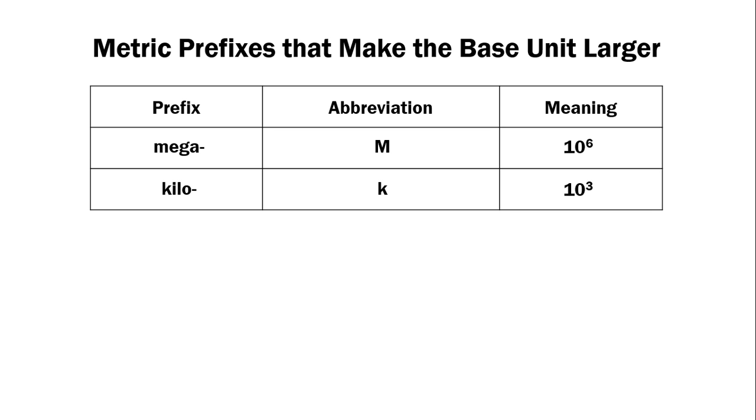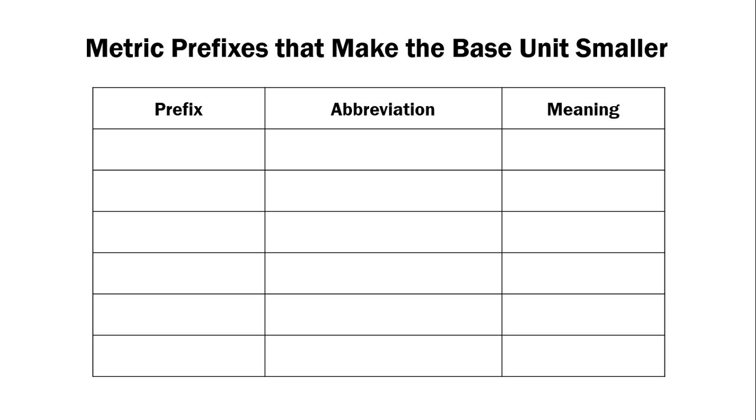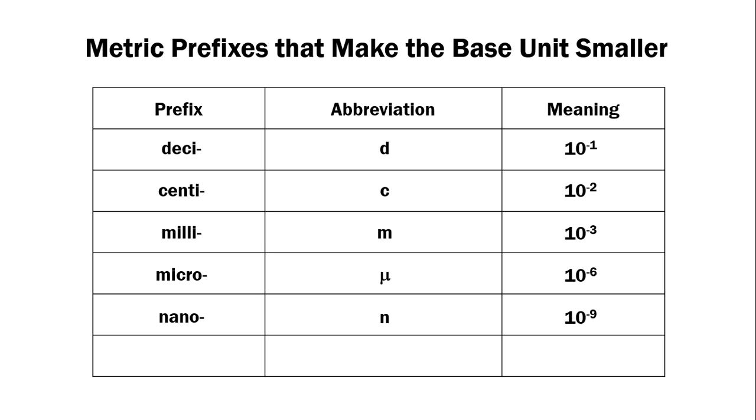There are many metric prefixes that will make the base unit smaller, and these include deci, centi, milli, micro, nano, and pico. All of these will make the base unit smaller. So for example, a decimeter is 1/10 of a meter, a centigram would be 1/100th of a gram, a millimole would be 1/1,000th of a mole, a microliter would be 1/1,000,000th of a liter, and nano and pico the same thing, as small fractions.